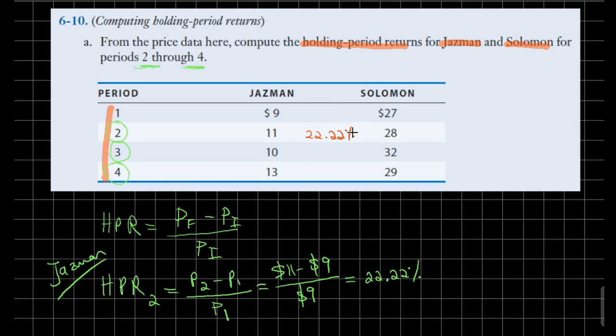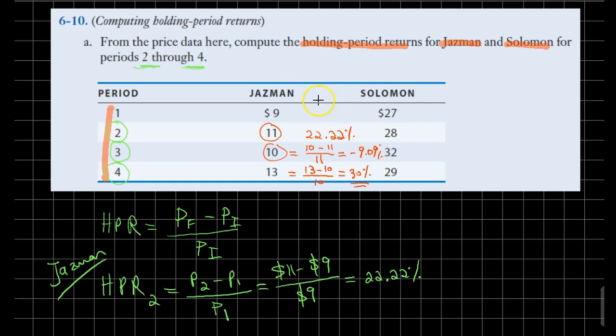In a similar way, it's possible to calculate the period 3 return, which is simply the price for the third year, which is 10 minus 11, all divided by 11. Ultimately, we would get minus 1 over 11, which would give us minus 9.09%. Finally, for the fourth period, 13 minus 10 over 10. That one's pretty straightforward, 30% even. So these three values would be the holding period returns for Jasmine.